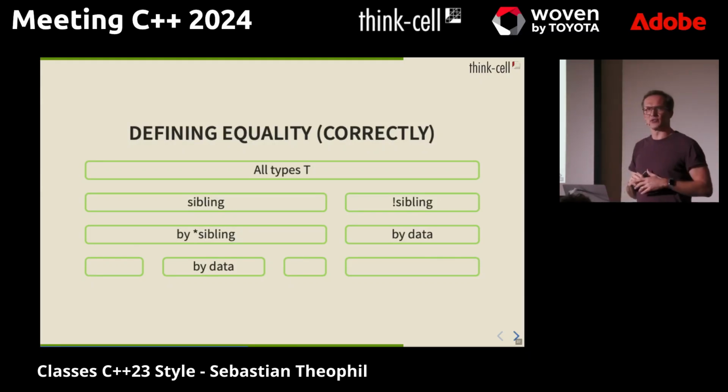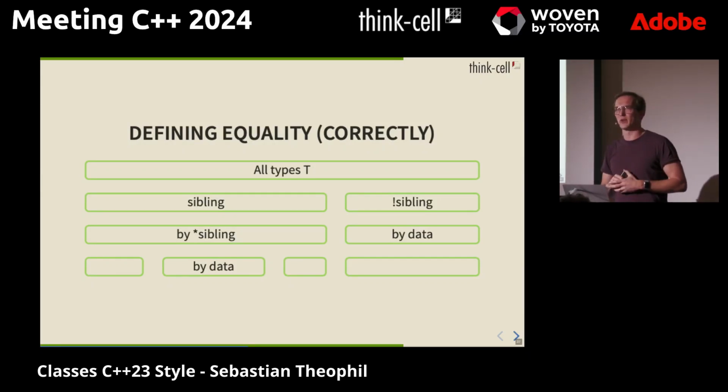So I know I have gotten this wrong in the past once. Who has implemented equality wrong? At least once in his life. Yeah, thanks.